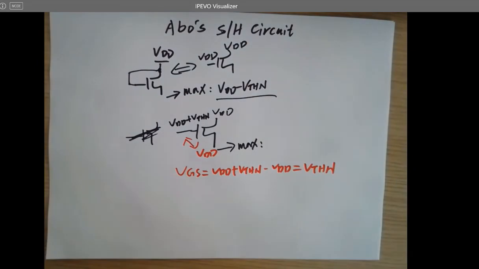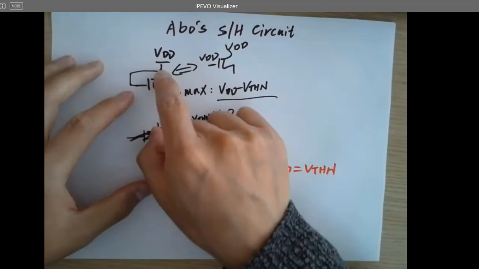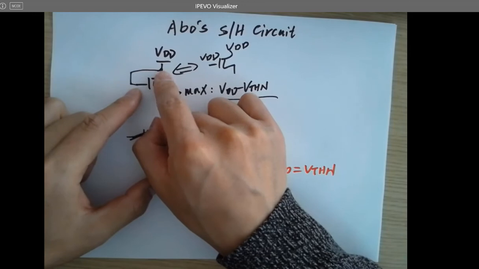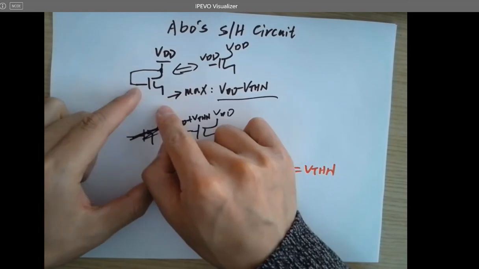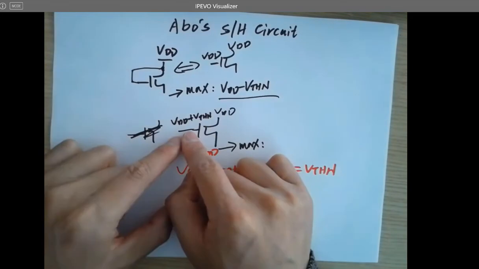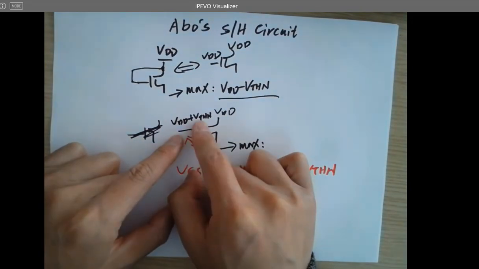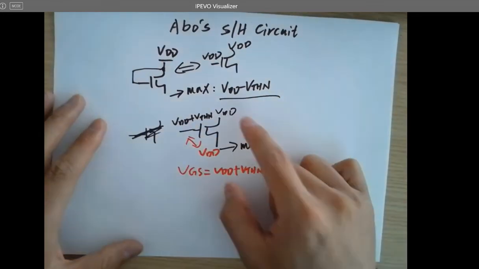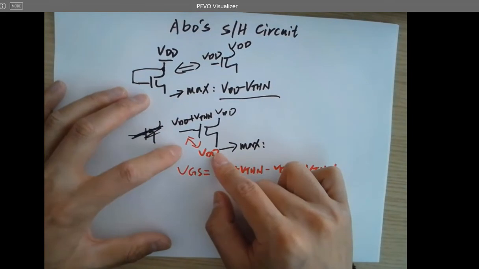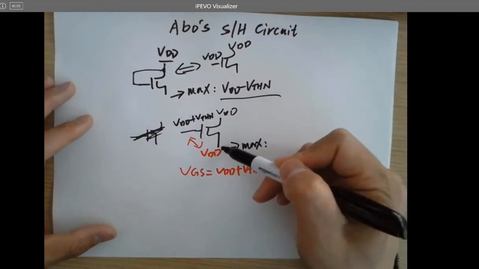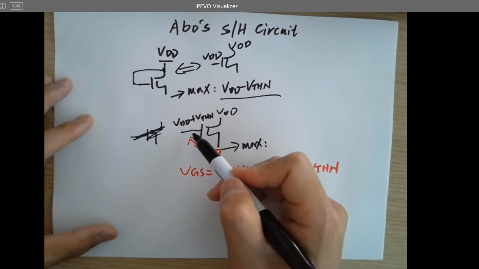The conclusion here is, although if I just connect the gate to the drain and then to VDD, the maximum voltage I can get at the source will be VDD minus VTHN. However, if I lift the voltage at the gate slightly over or equal to VDD plus VTHN, then I can pass the entire VDD to the source. Make sure you understand this first. Okay? If you want to pass the entire VDD to here, you need to raise the gate voltage.